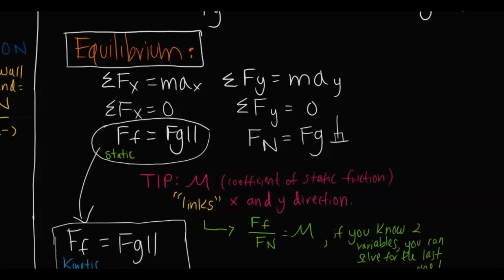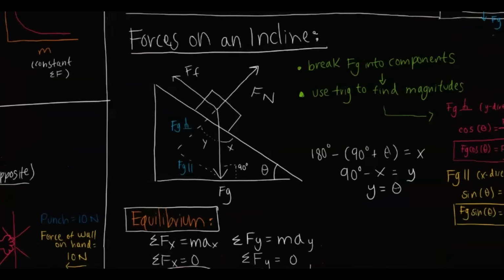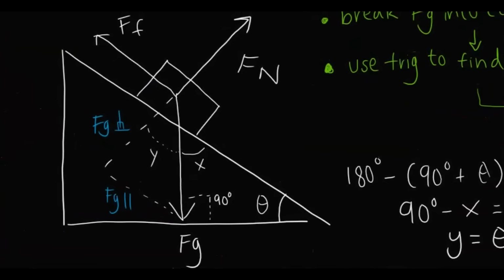Just a couple things to note for the block when it's in equilibrium: the sum of all the forces in the x is 0, the sum of all the forces in the y is 0, and therefore the forces acting in those directions are supposed to be equal to each other. So the force of friction, which is static, is going to be equal to the FG parallel component, as you can see up here, where the forces are acting in the directions.